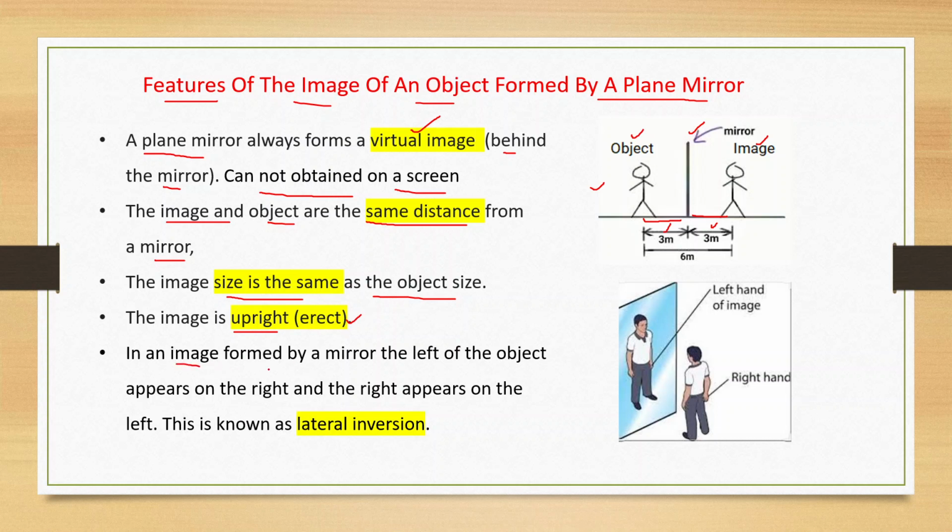In an image formed by a mirror, the left of the object appears on the right and the right appears on the left. This is known as lateral inversion. See this diagram? This is one person and this is its right hand. And this is the mirror and this is the image of this person. Now just see, in the image this hand is the left hand, and in the original this is the right. So this is called lateral inversion.